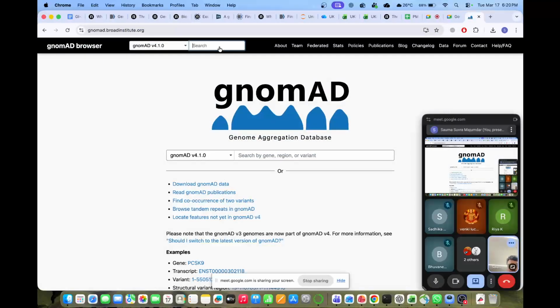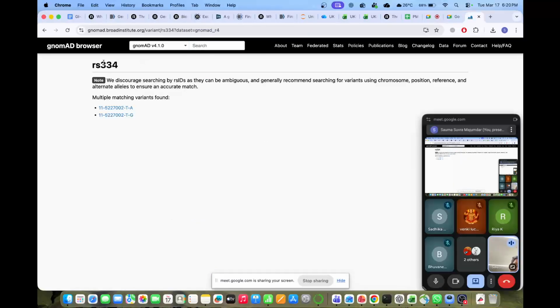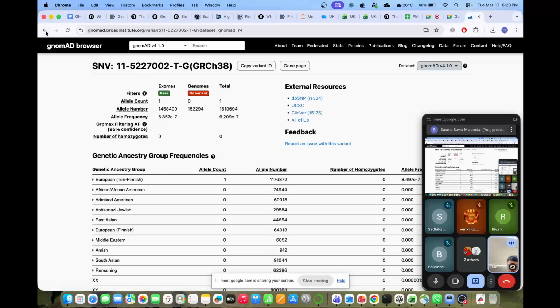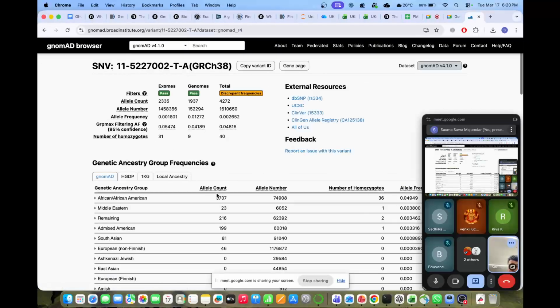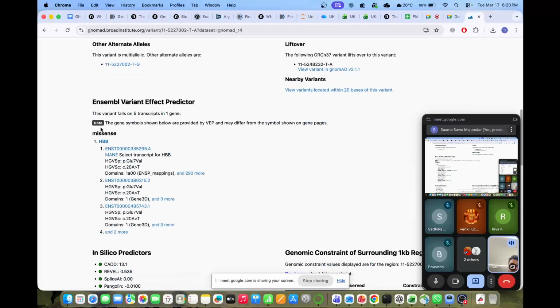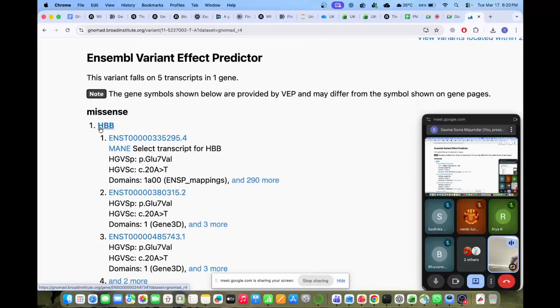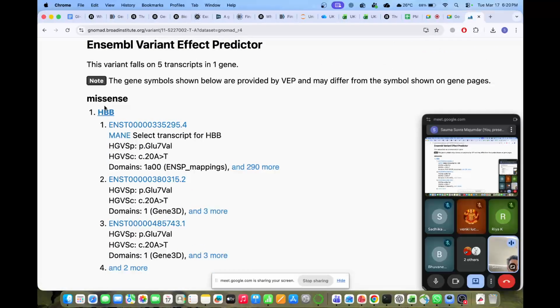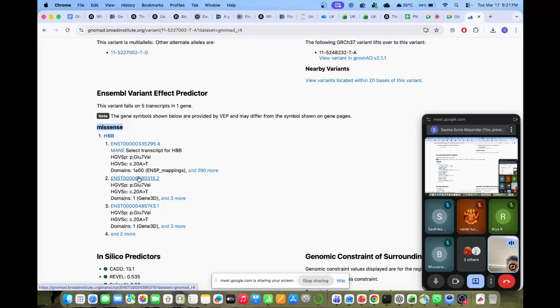So I'll just quickly show you. For example, this is the gnomAD database. If you go for rs334, that is the sickle cell anemia variant. I think T to A is the sickle cell anemia variant. So this is not a direct loss of function variant. This is a missense variant in the HBB gene, which causes that change, right?